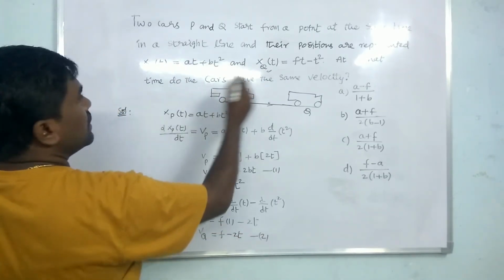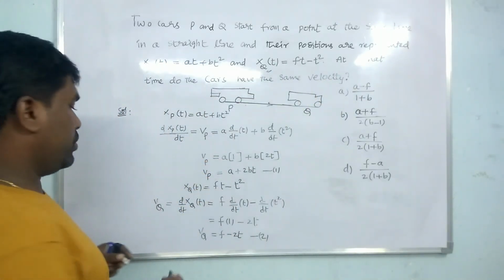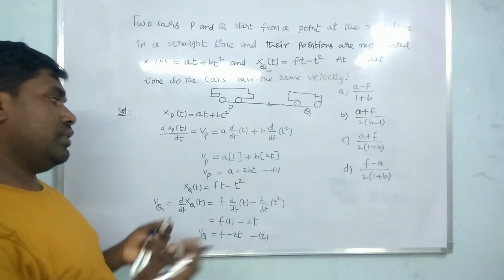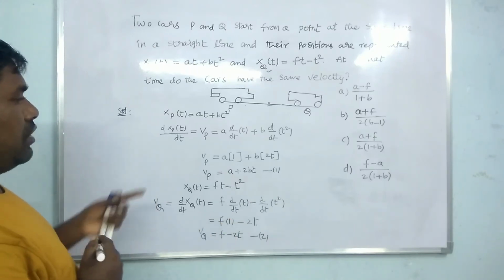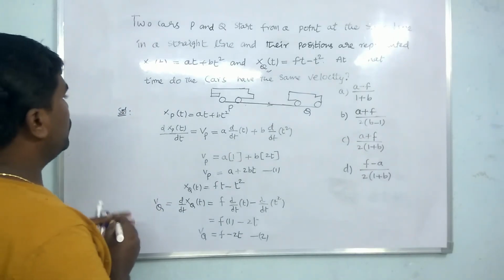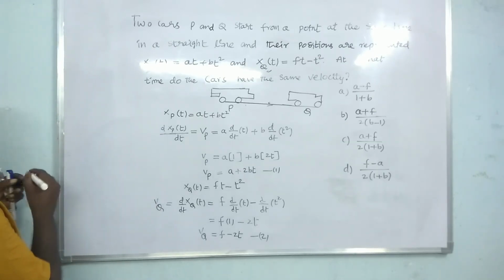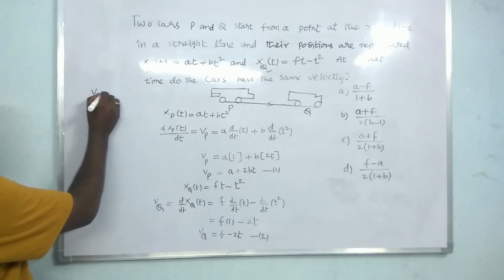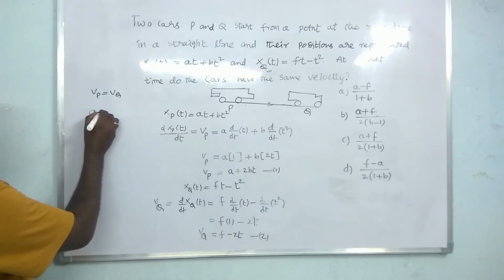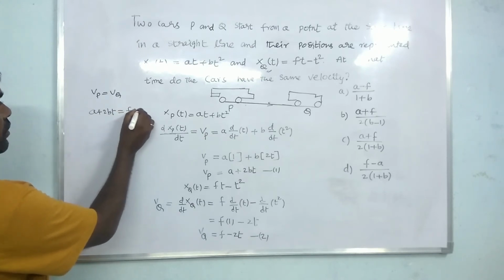What they asked us is: at what time do the cars have the same velocity? Same velocity means v_P is equal to v_Q, so equation 1 is equal to equation 2. Then we have to make t the subject, and we can get the t value. So from 1 and 2, v_P is equal to a plus 2bt, which is equal to v_Q, f minus 2t.